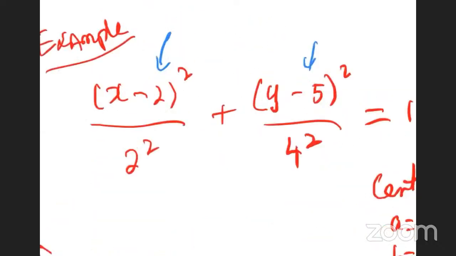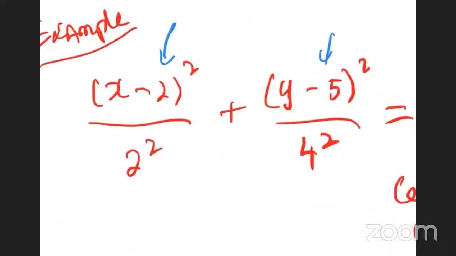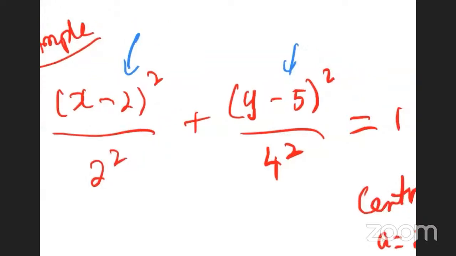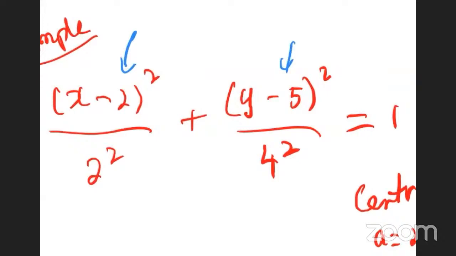All right, so let's take a look at this one here. Just look at it. We'll do this one together. X minus 2 all squared on 2 squared, plus y minus 5 squared on 4 squared is 1. First thing you have to make sure the right-hand side is 1. Right, so we're good to go.